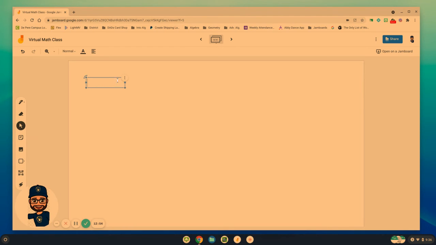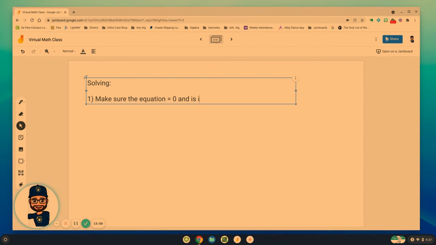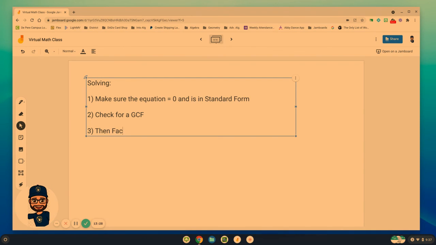So let me just quickly review that, all right? Solving. Number 1, make sure the equation equals 0 and is in standard form, ax squared plus bx plus c equals 0. We got to make sure it's equal to 0. Number 2, check for a GCF. See if you can find that GCF. If you do, or even if you don't, then factor the problem, right?